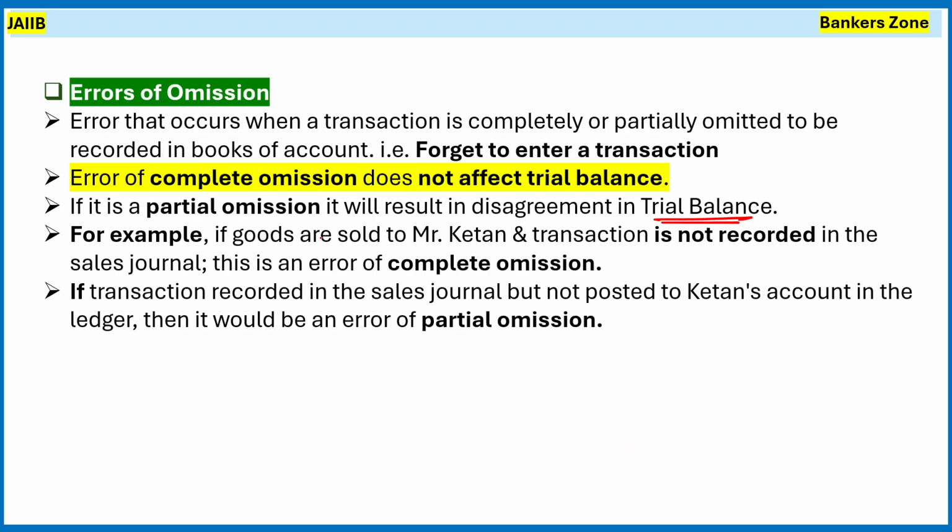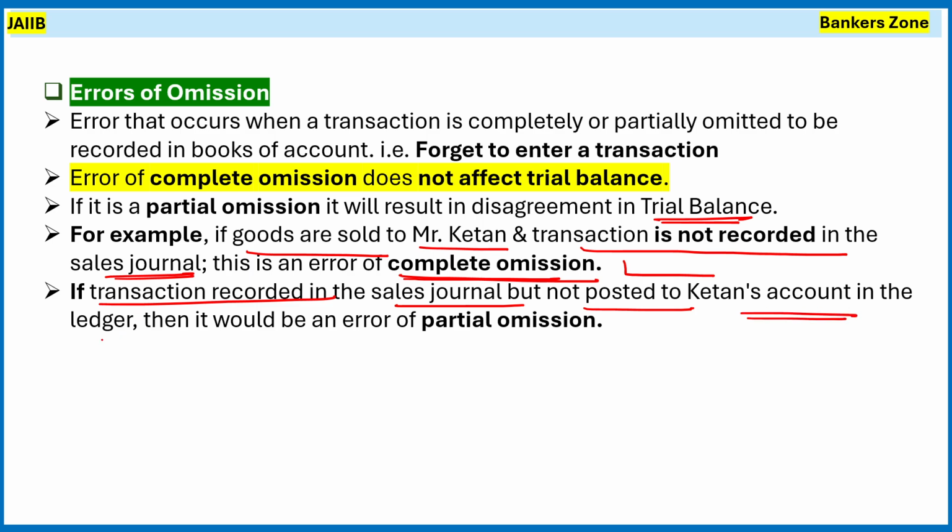Now, for example, if goods are sold to Mr. Ketan and the transaction is not recorded in the sales journal, it is a complete omission. That is the best example of complete omission. Now, if the transaction is recorded in the sales journal but not posted to Ketan's account, that is in the ledger, it will be part of partial omission.